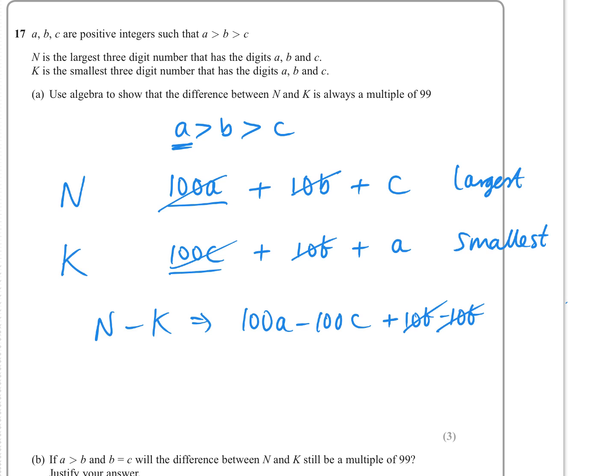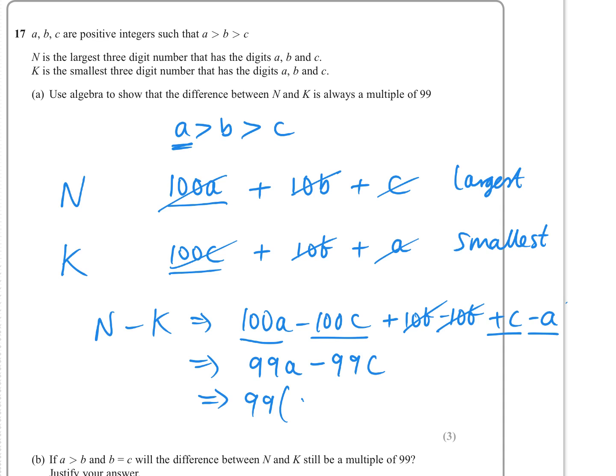So that would cancel. And then C minus A. Well, that would give me 100A minus A, which is 99A, and then minus 100C plus C, don't forget, will be minus 99C, and I can factor out a 99. So no matter what A and C are, the difference between them, I'd always be timesing by 99, so it will always be a multiple of 99, so that's good.